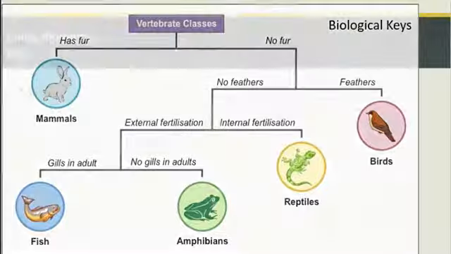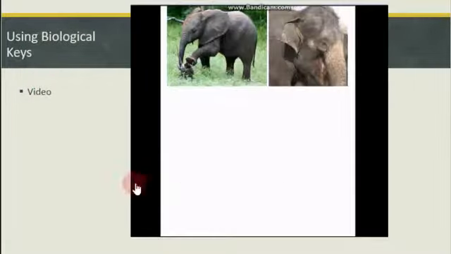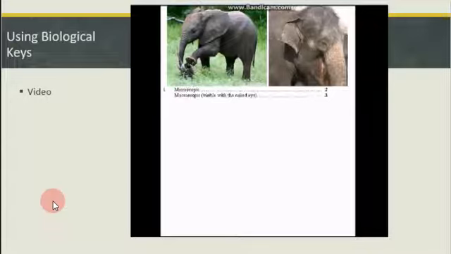So let's watch one here, and it's about elephants. We're going to use the biological key to classify elephants. When we use the key, we always start with question 1, and our answer to question 1 guides us through the rest of the key. The first question asks whether the elephant is microscopic or macroscopic. Well, we don't need a microscope to see the elephant, so it's macroscopic, and that means we go on to question 3. Question 3 asks whether it's autotrophic or heterotrophic.